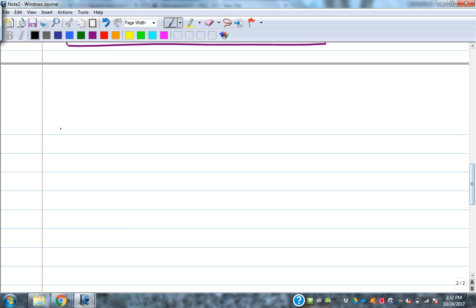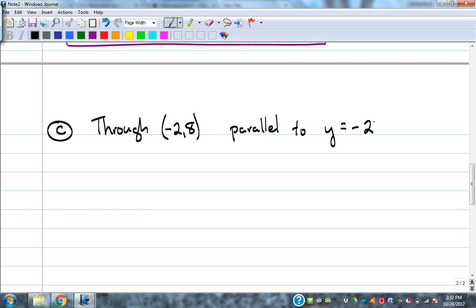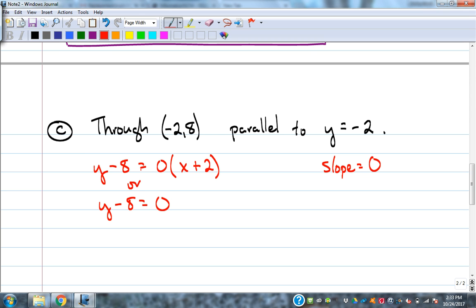All right, let's look at one that's a little exceptional. It goes through (-2, 8), and it's parallel to y equals -2. What's the slope of that equation? 0, right? It's a horizontal line. So the slope is 0. So if I write that in point slope form, it'd be y minus 8 equals 0 times (x plus 2), right? You could simplify that a little bit and get y minus 8 equals 0. I would take either of those for point slope form.